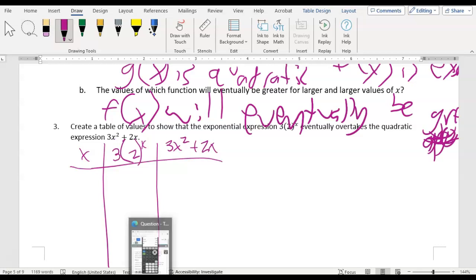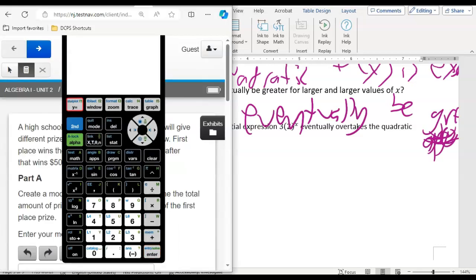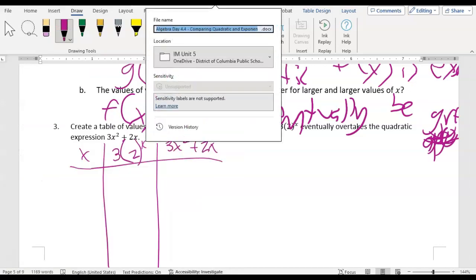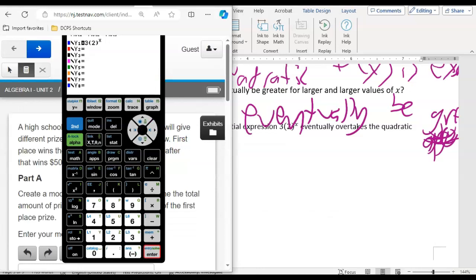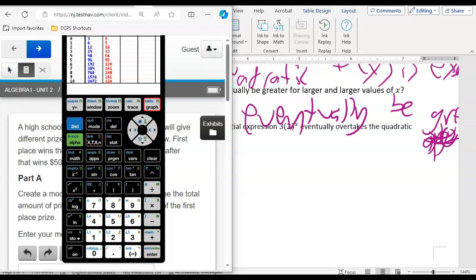So let's take a look at our calculator, and let's go ahead and put these two functions in here. So the first one, make sure I have the function correct, it was 3 times 2 to the power of x, and then 3x squared plus 2x. All right, so second table, and now we can compare our tables here.